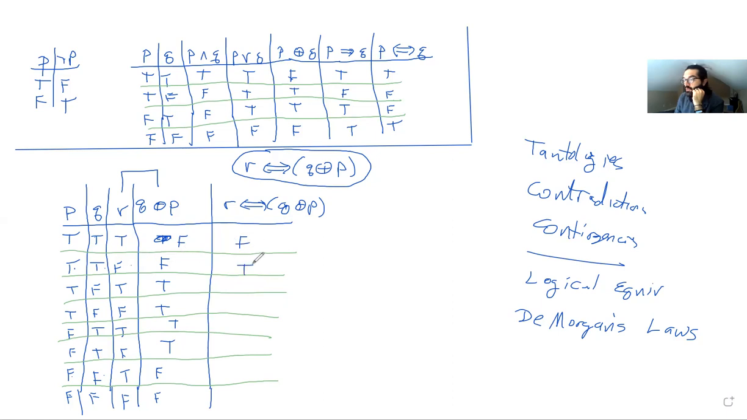False if and only if false is true. True, true is true. False, true is false. True, true is true. False, true is false. And then I have true, false, and false, false. So that's going to be a false here and a true here.